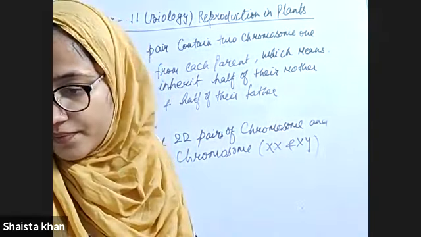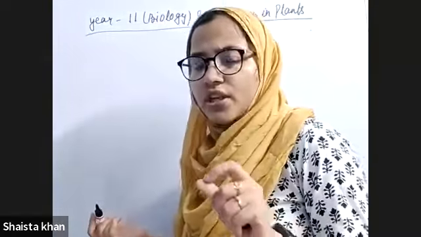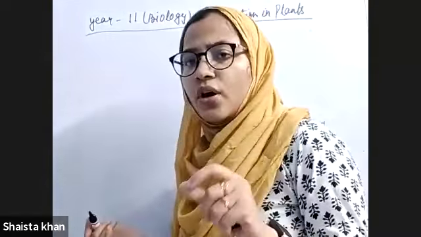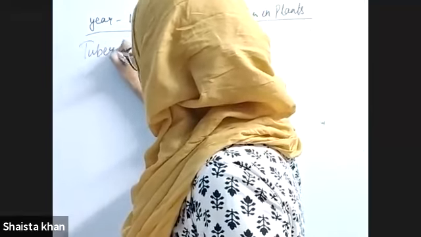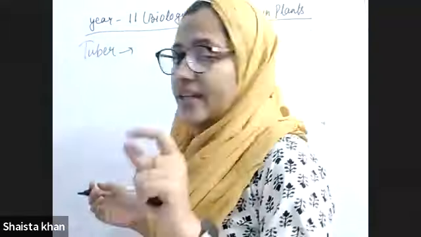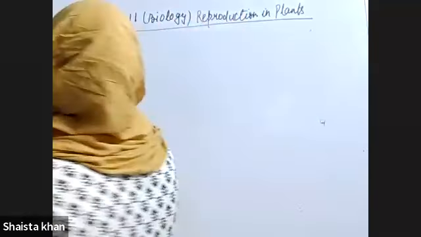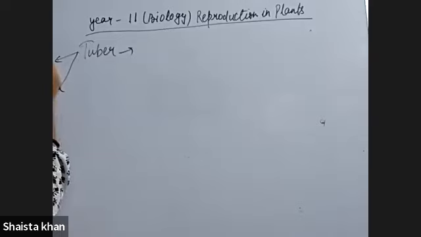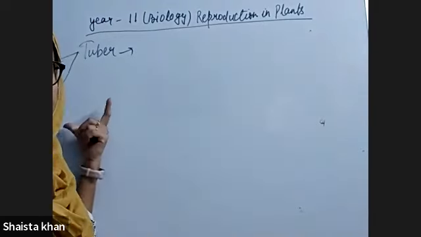So here is one example of asexual reproduction: the stem tuber and the root tuber. Potato is an example of a stem tuber, and sweet potato is an example of a root tuber. First of all, let me explain what a tuber is. Tuber has two different types: a stem tuber and a root tuber. I will tell you examples also.